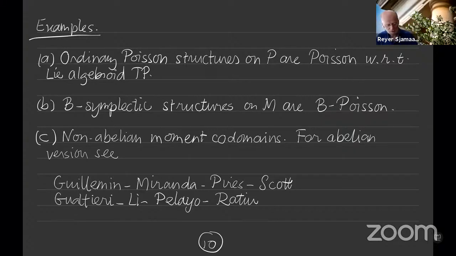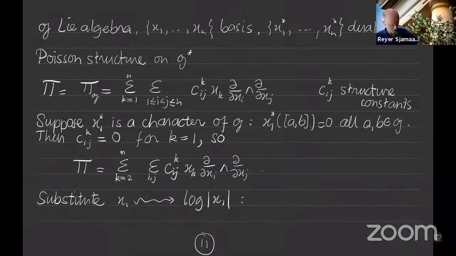And then my third class of examples will be what I call non-abelian moment codomains, which is a non-abelian version of a construction which is in these two papers, where they study these things for the purposes of log toric varieties. I don't have time to explain this in too much detail, but let me explain one simple thing you can do. Let's start with any Lie algebra.